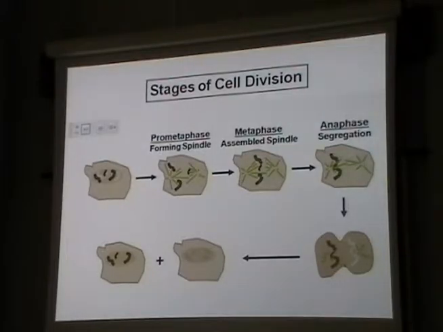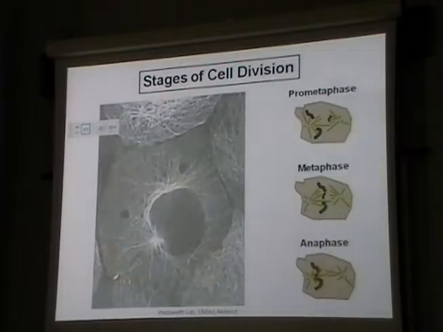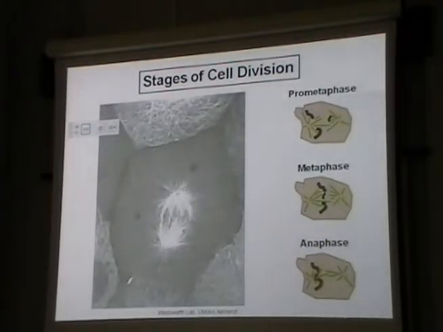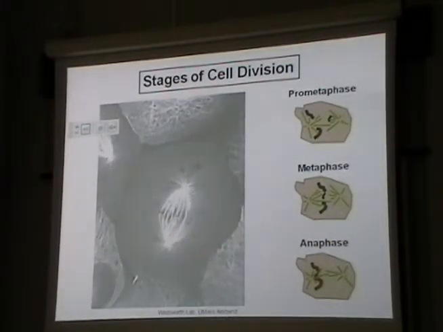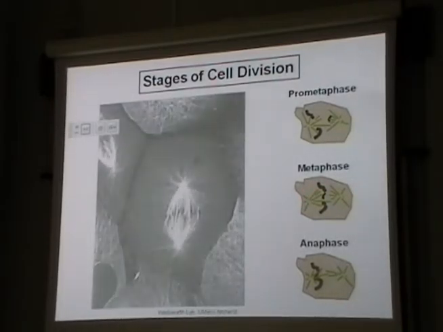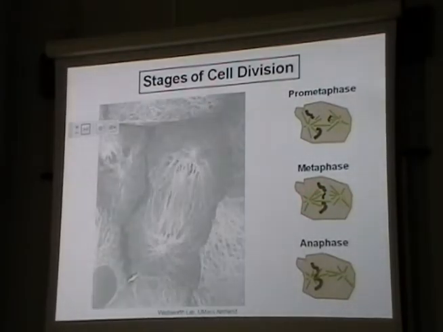This is very abstract and cartoony, but you can take real movies of this happening, and here's one. This is a spindle assembling. That was prometaphase, now we're in metaphase. And that's anaphase.